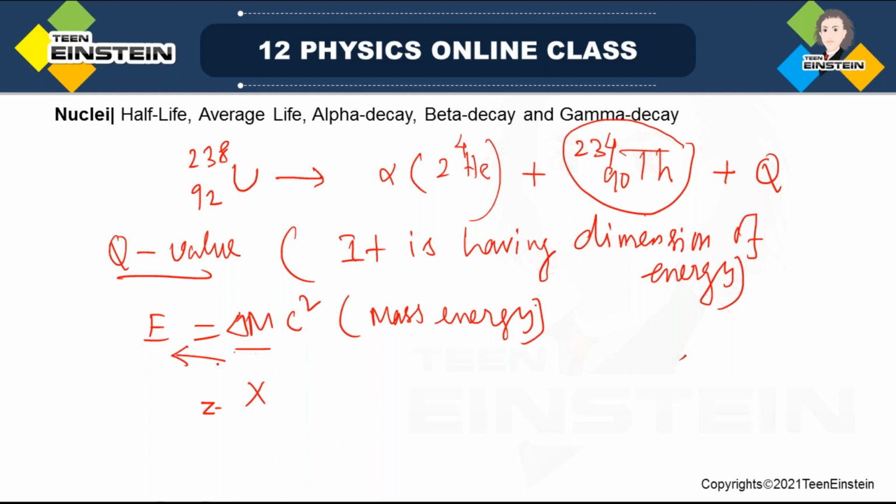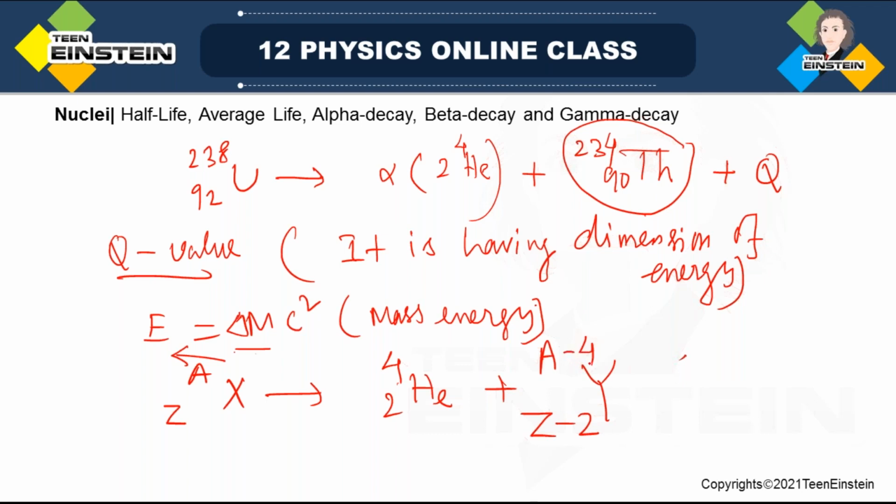So in the alpha decay, suppose X is my parent nucleus, with atomic number Z and mass number A. It releases an alpha particle, 2He4, plus the daughter nucleus, with Z minus 2 and A minus 4. Along with that there will be some release of energy, called Q, or mostly called the Q value.